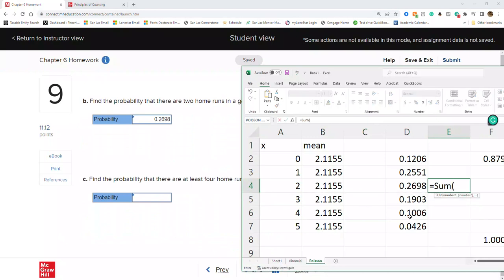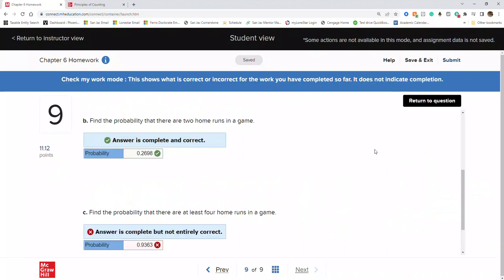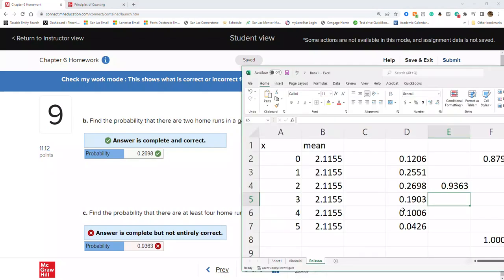Okay, so again, we're going to look at 4, since we already have it all typed in, equals the sum of 4 and down. So it's 0.9363. There we go. Check my work. Uh-oh. Find the probability that there are at least 4 home runs. Oh. I did that the opposite way. It's getting ahead of myself since the last question.